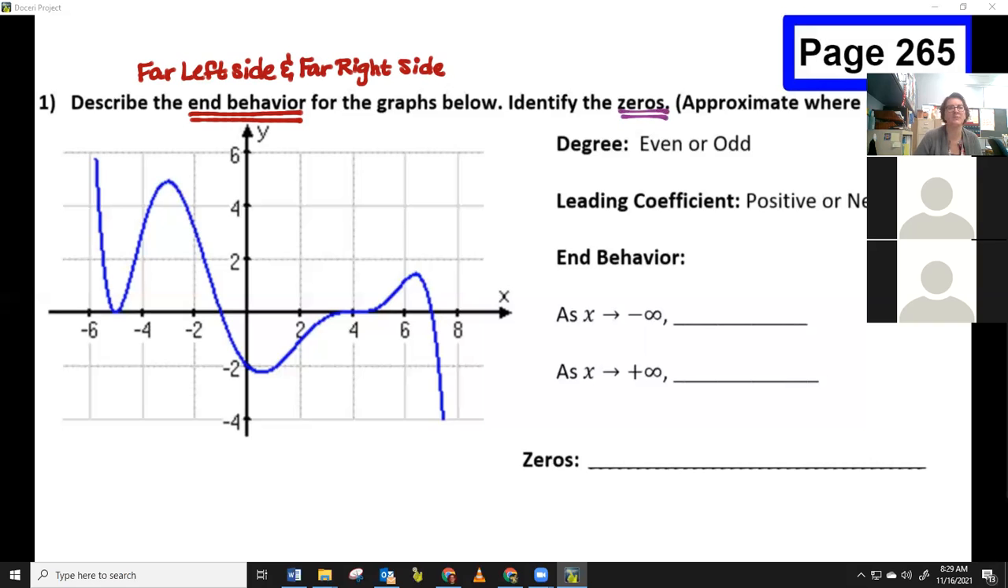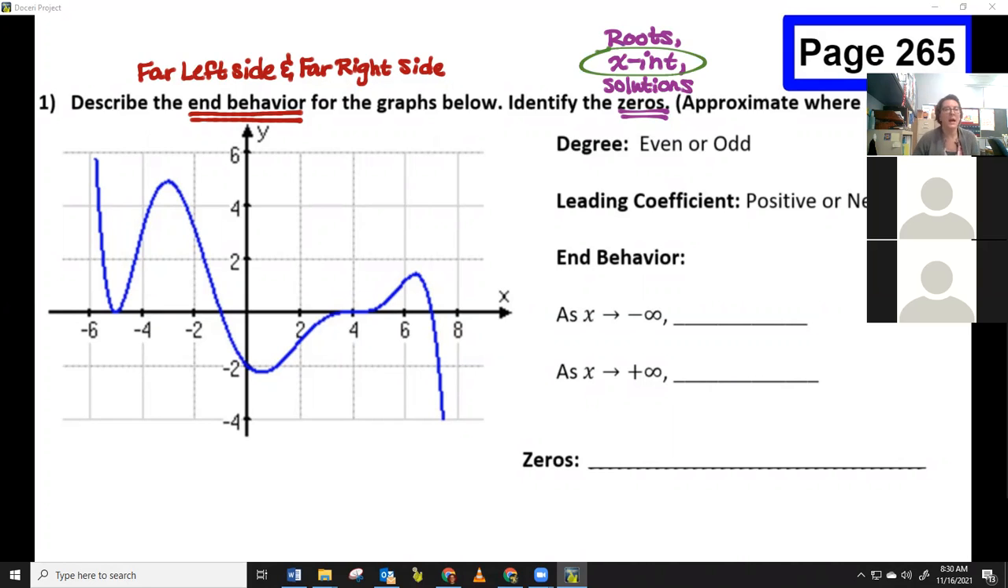Who can give me a synonym for zeros? Roots. Anything else? X-intercept. Yes, x-intercepts. We've got one more synonym, although this is the one that I'm mainly looking at. Absolutely correct. Solutions. So x-intercepts, since I'm talking about a graph here, that's what I'm going to be keyed in on here.